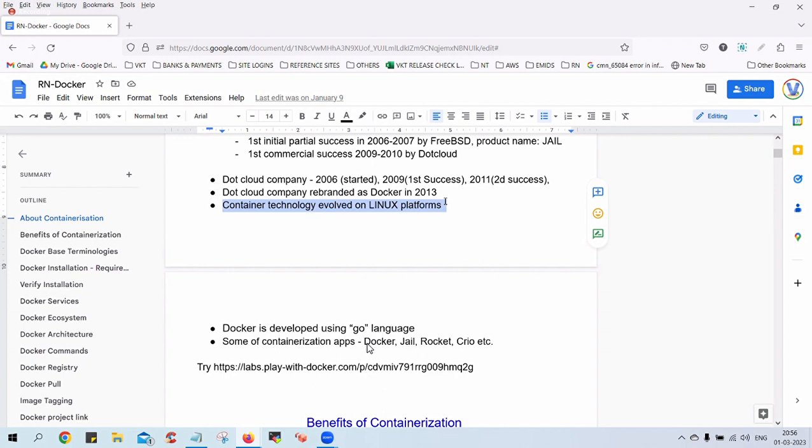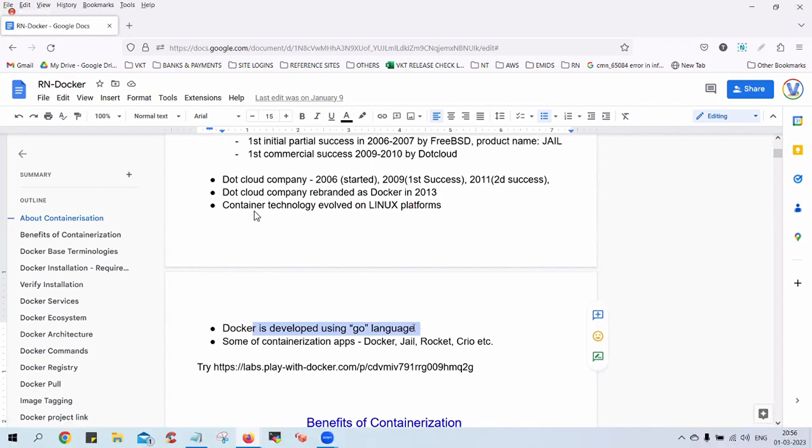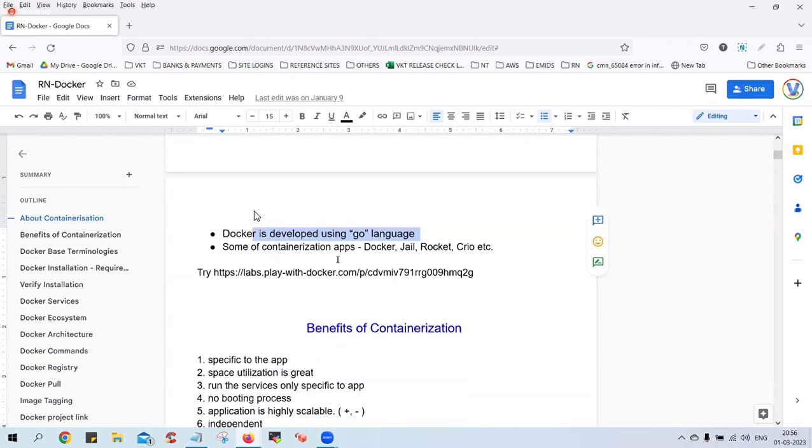So that is the reason Linux gives you the great advantage of managing Docker and Kubernetes also. So don't take your Linux classes lightly. Please make sure that you work with your Linux fundamentals properly. Then this Docker stuff has been developed in the Go language, guys. They used a language called Go, and there are some counterpart containerization products like you hear about Docker. There are brands called Jail, Rocket, Creo, etc.